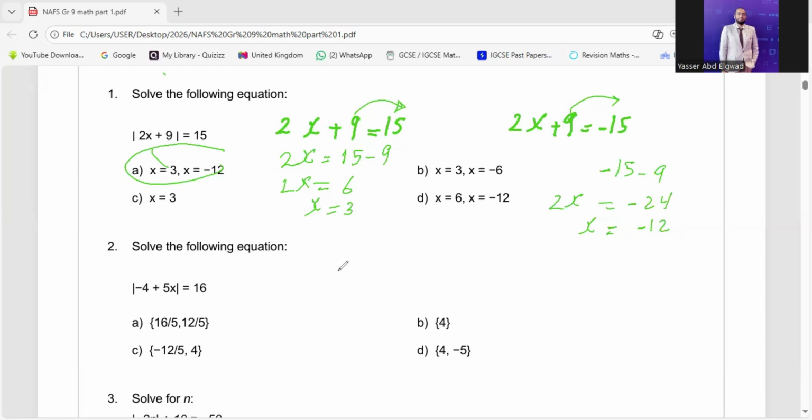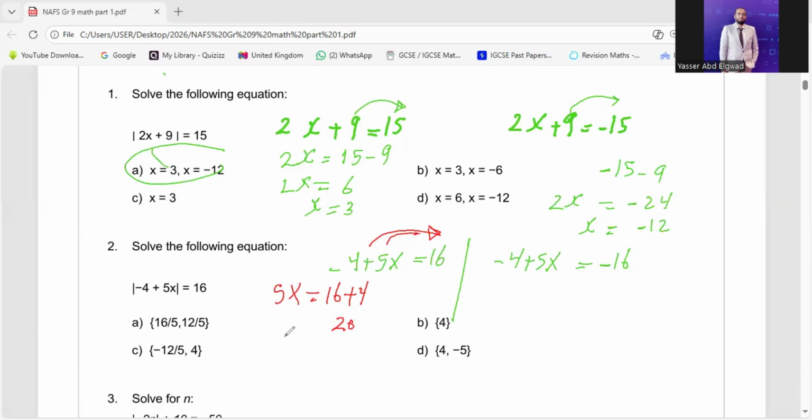It is the same. -4 plus 5x equals 16 and -4 plus 5x equals -16. Here take the other side, take 4 to the other side, change the sign. 16 plus 4 equal 5x. 16 plus 4 is 20. 5x, divide both sides by 5. x equals 20 divided by 5, which is 4.